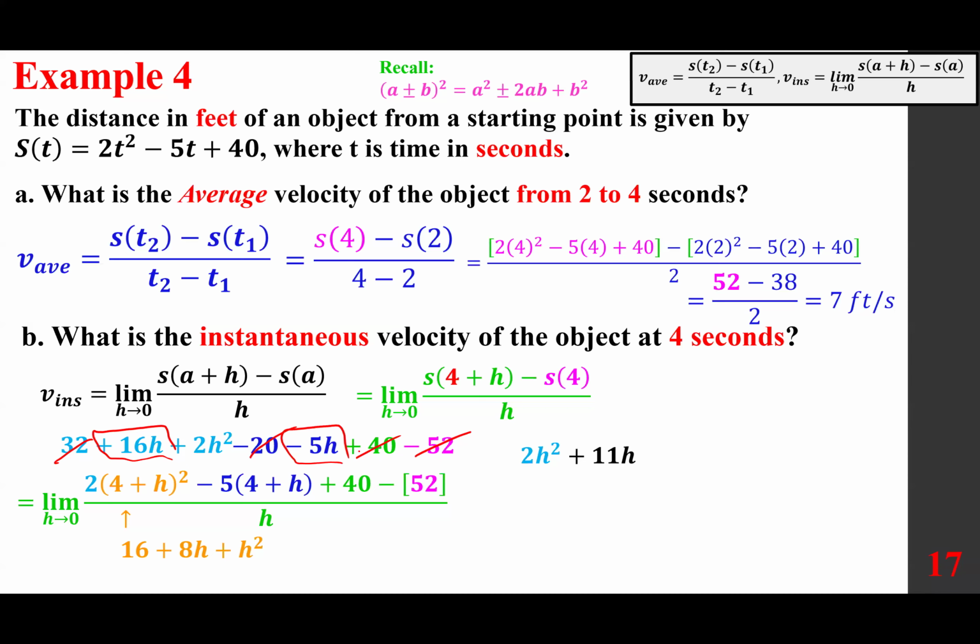You can factor the H out. Drop the common factor of H from the numerator and the denominator. And now, if you replace the H with 0, you get 11 feet per second. I can't emphasize this enough. This limit sign remains especially right here, so you can apply the limit by replacing the H with 0.